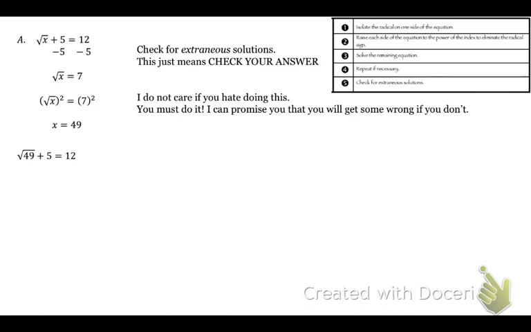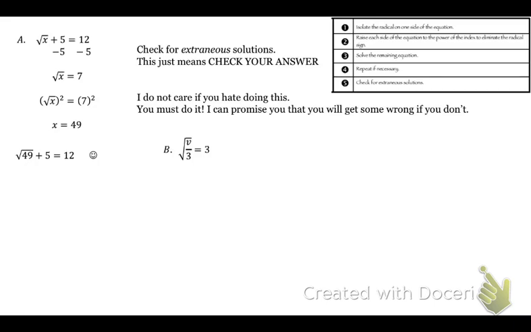So I'm going to plug that in, plug it into your calculator, and you do get 12. And I literally just want you to plug in the square root of 49 plus 5 into your calculator and make sure that it equals 12. Okay? Okay, let's do B.